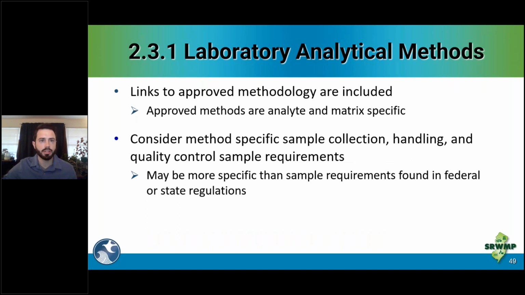2.3.1 is laboratory analytical methods. Appropriate methods must be chosen based on the nature of work being performed, and any method-specific sample requirements must be taken into consideration. This section includes links where approved methodology may be found. Approved methods are analyte and matrix specific. Samples must be collected in accordance with applicable regulatory requirements. However, be sure to also consult the analytical method for additional sample requirements, such as more stringent holding times or quality control sample collection procedures. And we'll hear more about quality control sample collection later. Next slide.